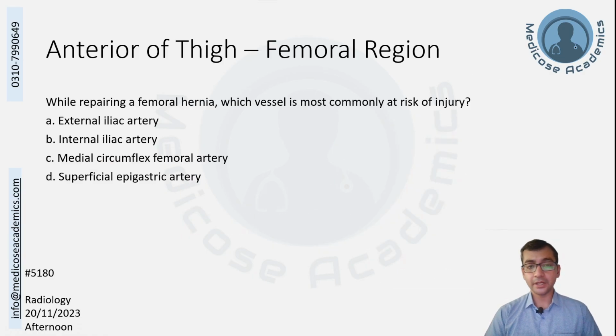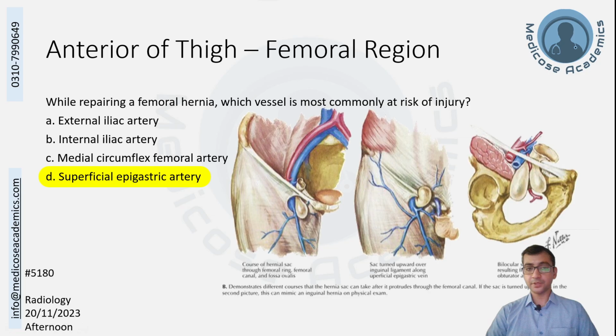When repairing the femoral hernia, which vessel is most commonly at risk of injury? Here, interestingly enough, the femoral vein is not given as an answer. The options are external iliac, internal iliac, medial circumflex femoral, superficial epigastric. So here I would like to show you this picture. When a femoral hernia occurs through the femoral ring, it goes down, exits through the saphenous opening, and moves up the thigh towards the anterior abdomen.